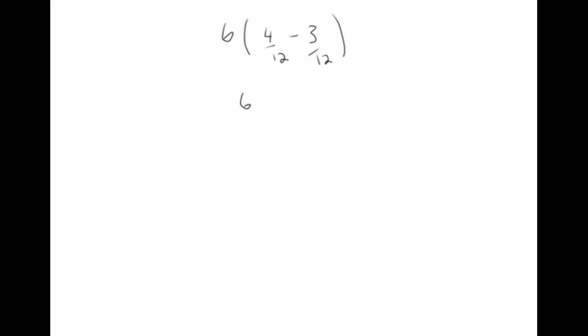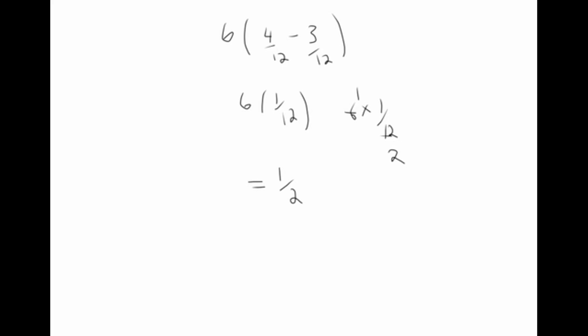Therefore, we have 6 in brackets 1 over 12. Remove the brackets. We have 6 times 1 over 12. Then we simplify by 6 1, by 6 2. Therefore, we have 1 over 2.